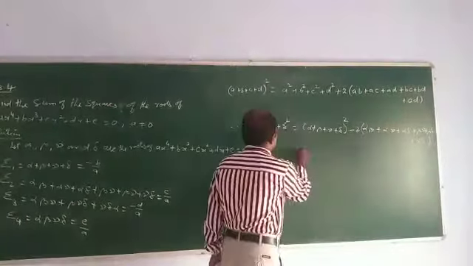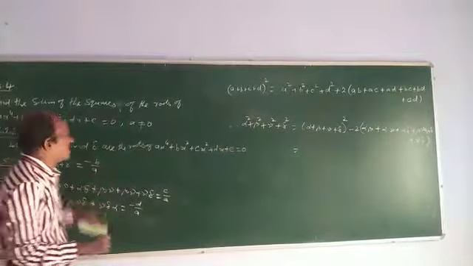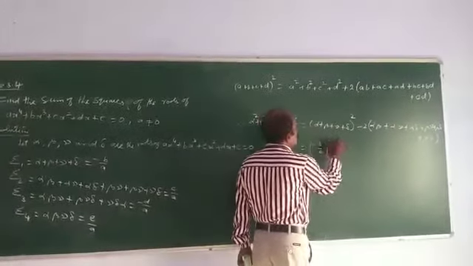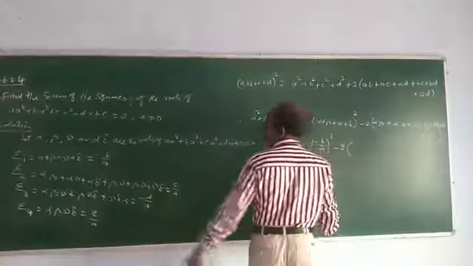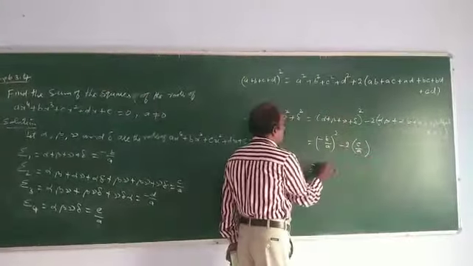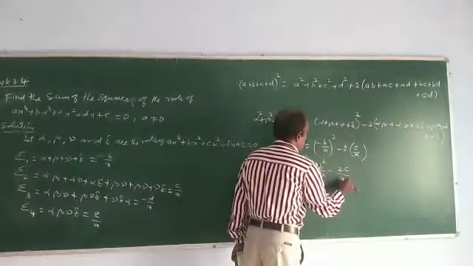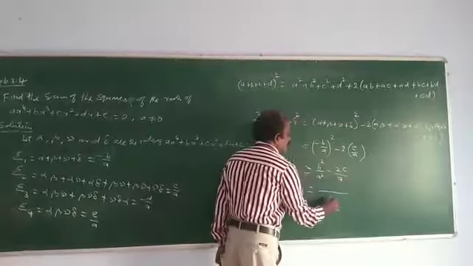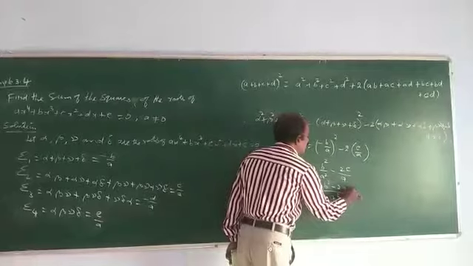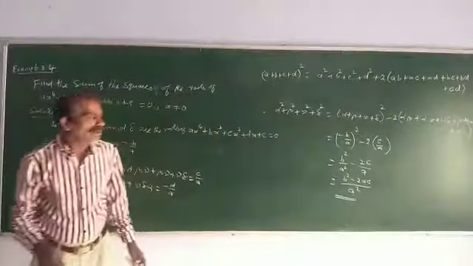Substitute the value. What is the value of alpha plus beta plus gamma? That is minus D by A, whole squared, minus 2 into sigma 2, that is C by A. That is equal to B squared by A squared minus 2C by A. Then take the LCM. A squared is the LCM. That is B squared minus 2AC. We get the answer. That's okay.